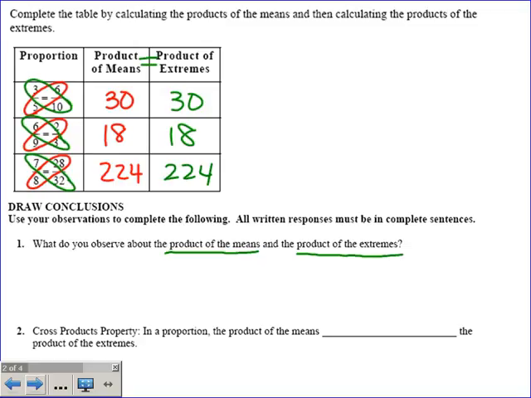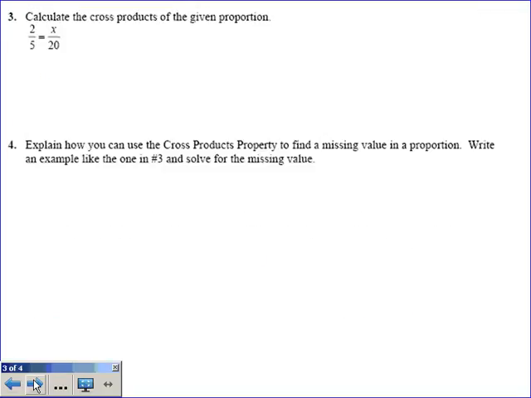This is the cross products property in a proportion. The product of the means, blank, the product of the extremes. What are we going to write there? Equals. Okay. So we're basically writing the same thing twice, in two different ways. One is actually the cross products property. Again, I always forget what this means. I think it just means basically cross multiply. Any questions on this? The product of the means equals the product of the extremes. Okay? And here's how we're going to use it.